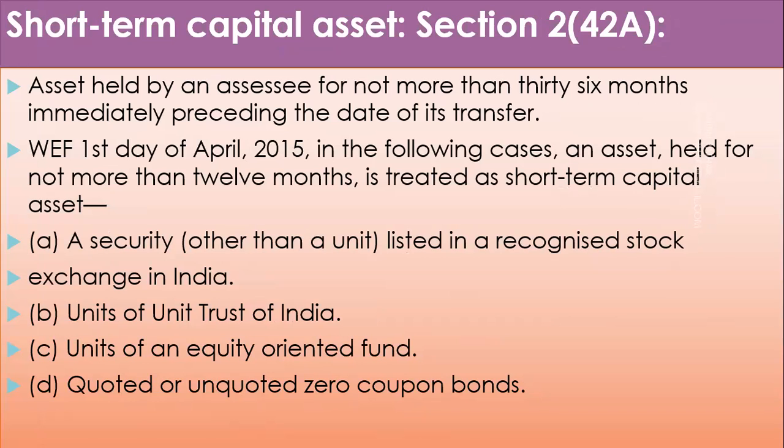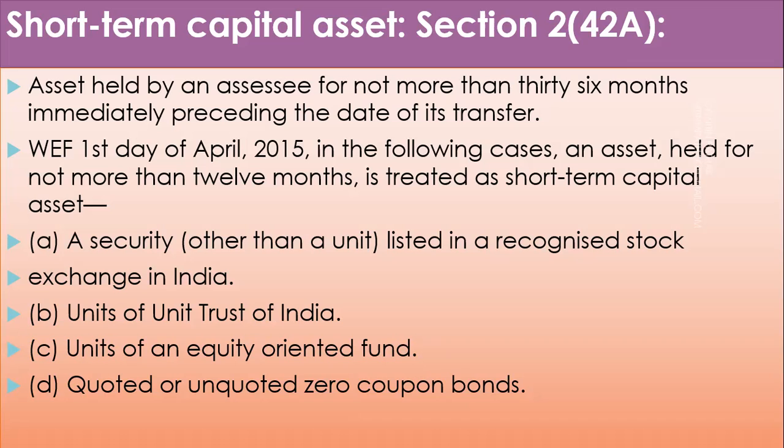Section 2(42A). Here, short-term capital asset under section 2(42A): assets held by an assessee for not more than 36 months immediately preceding the date of its transfer. So less than 36 months is the wording used here. Suppose, let me give an example of a later stage, then it will be very clear what exactly 36 months and more than 36 months mean.